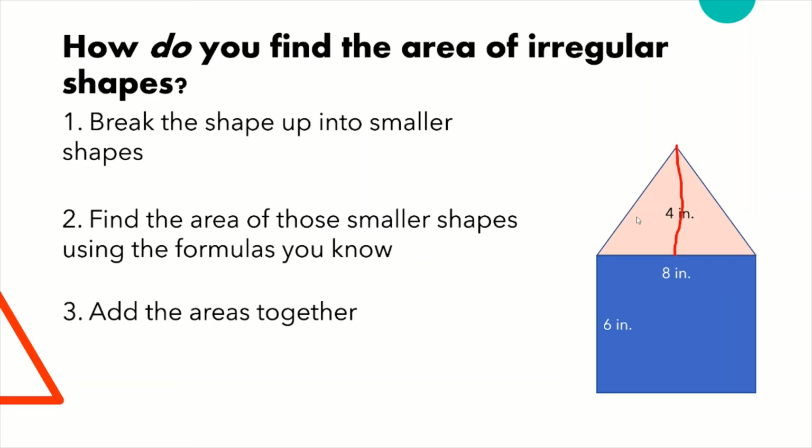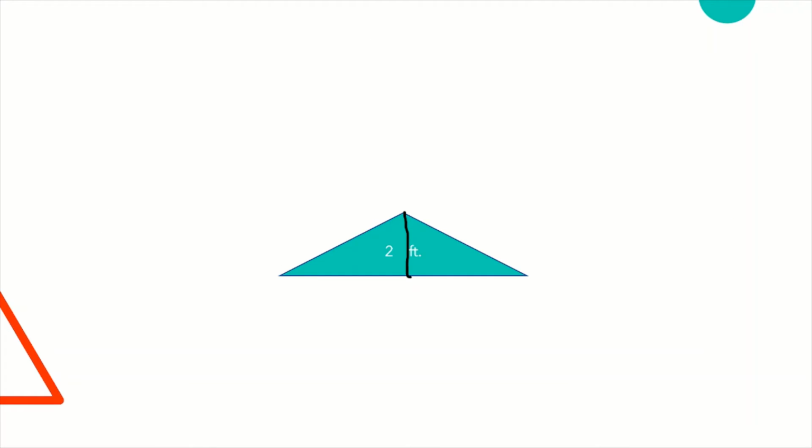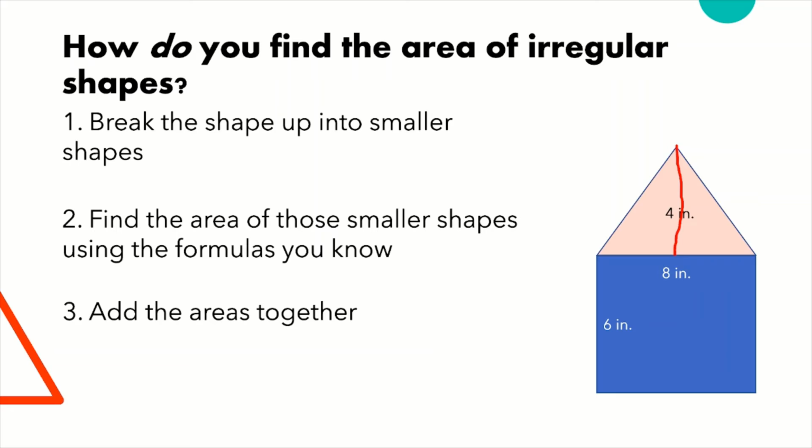Now we need to add the areas together. So now we need to do 48 plus 16, which equals... If you need a paper on this one, go ahead and get it because it's a little hard. 48 plus 16 equals 64. Great job! You found the area of this irregular shape, and I hope you found out how to find the area of irregular shapes.